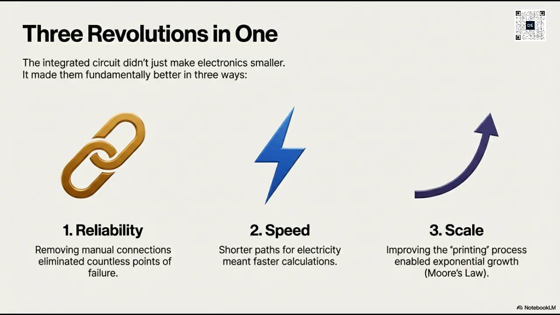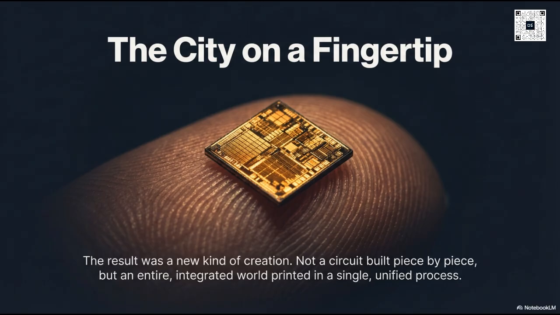Because it's a printing process, you can always work on making the printing finer, more detailed. Making the letters smaller. Exactly. So engineers could pack exponentially more transistors into the same small area. This is what became known as Moore's Law. Gordon Moore's observation that the number of transistors you can fit on a chip doubles about every 2 years.